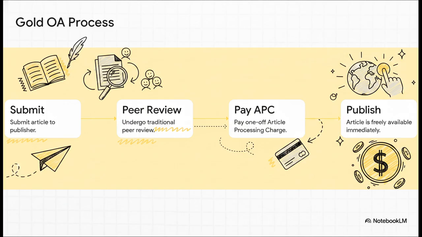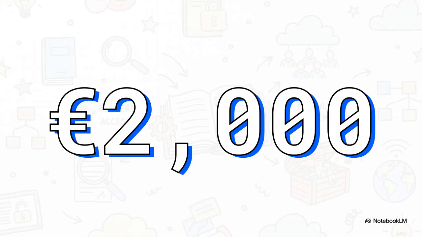But I bet that third step caught your attention. You're probably wondering about that fee. Yep, the sticker shock is very real. The average article processing charge for gold open access is sitting around €2,000 per paper.